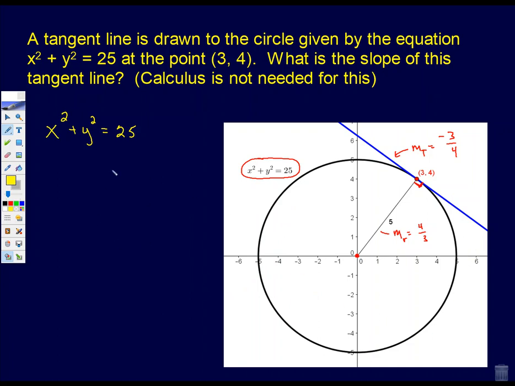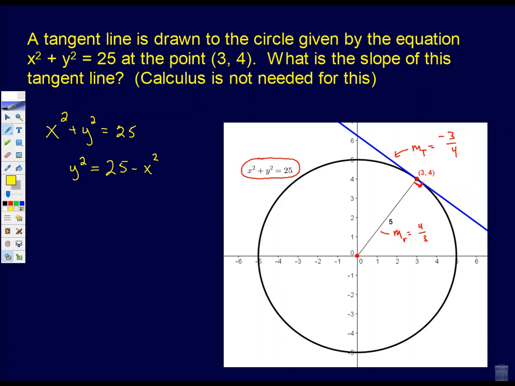Okay? It's possible to do that with this one because I can easily get the y squared by itself by subtracting x squared. Okay, so this is just another way of writing this equation, that y squared is 25 minus x squared.